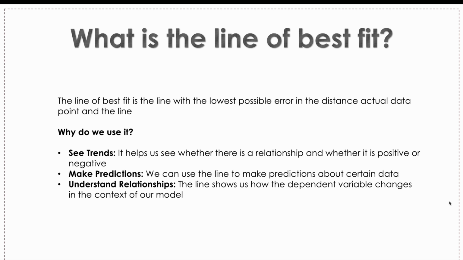The line of best fit is the line that minimizes the distance between actual data points in your scatter plot and the line. It therefore gives us the best possible relationship between the two or more variables. We use the line of best fit so that you can observe trends, make predictions, and understand the relationship between the variables you're looking at.